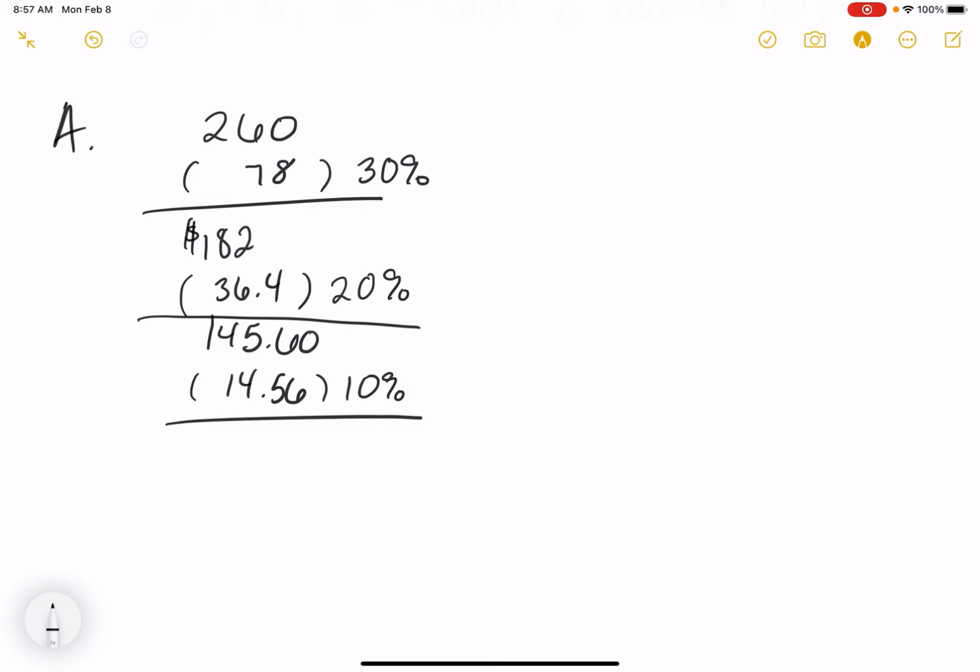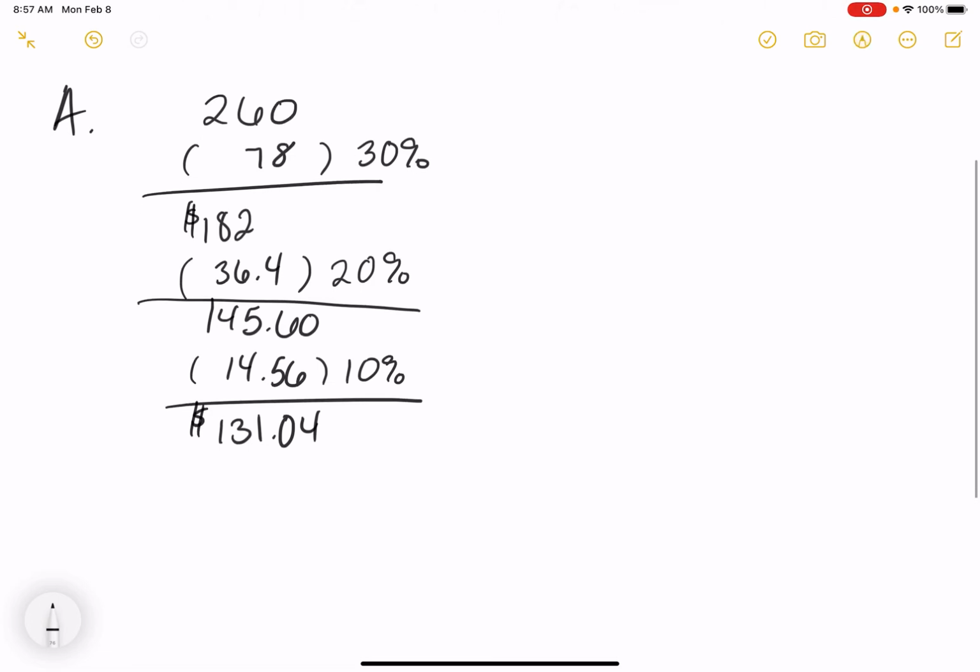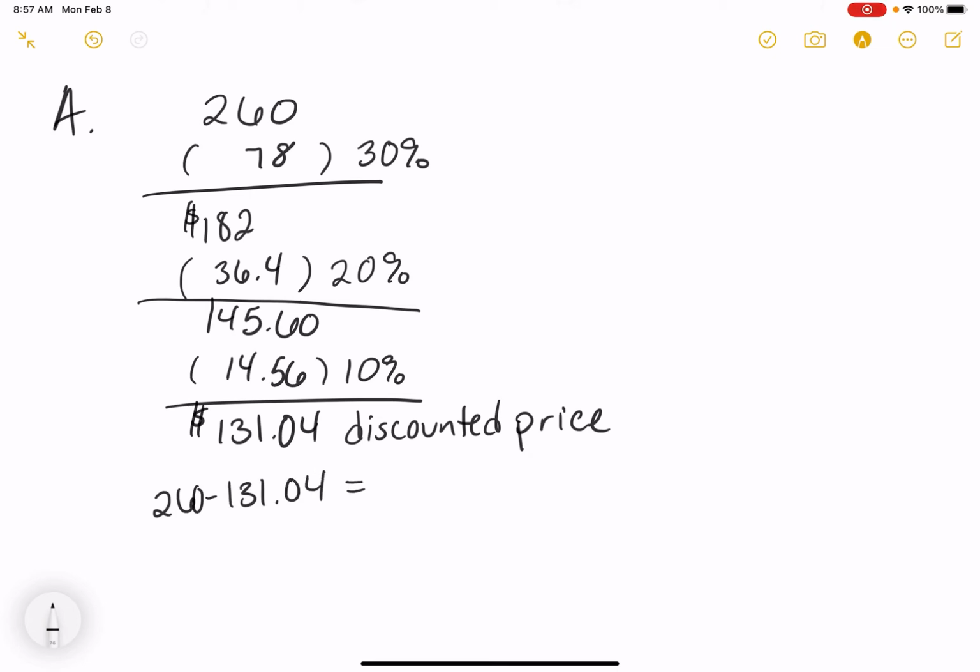Okay, so my last remainder, 145.60 minus 14.56, is 131.04. So what is this amount, 131.04? What is that? Discounted price. The discounted price that you're going to pay. Okay, and then to find the discount amount, we're going to take 260 minus 131.04, which is $128.96.